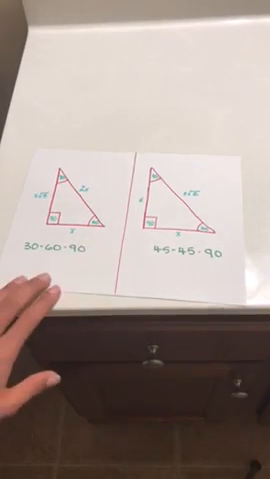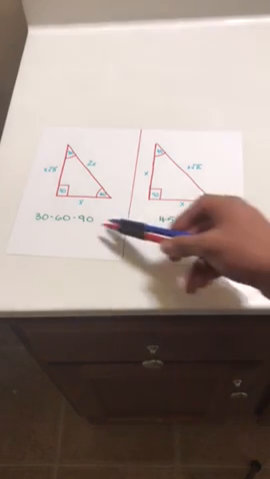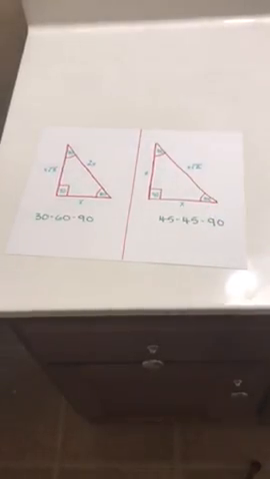The first one we'll be looking at is 30, 60, 90. And the next one is 45, 45, 90. What these numbers represent is the degrees for the angles. As you can see, both triangles have 90s, meaning that they're 90 degrees, forming a right triangle. So let's look at this first one.